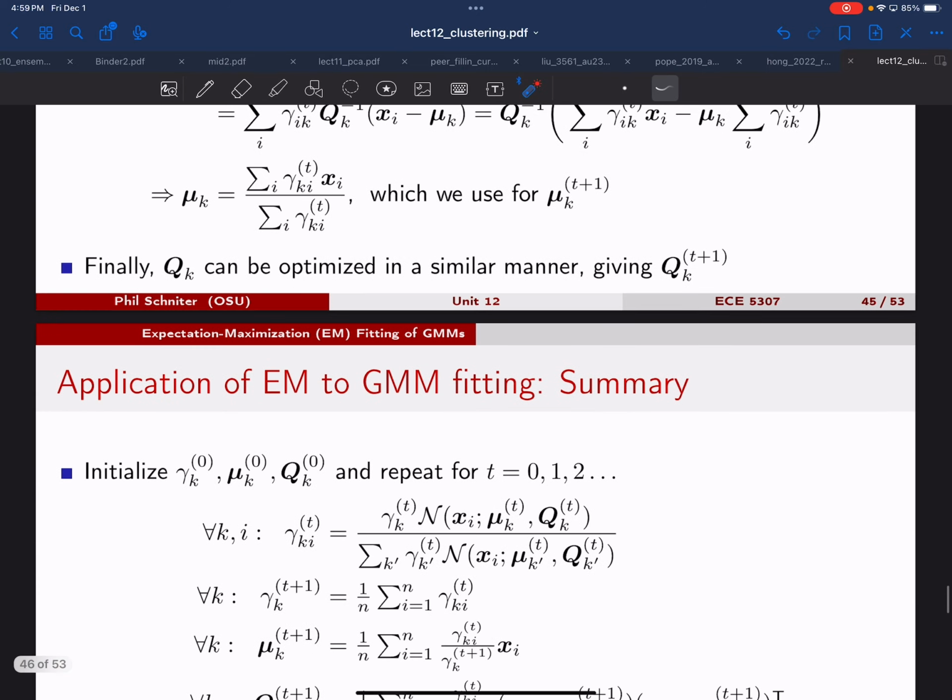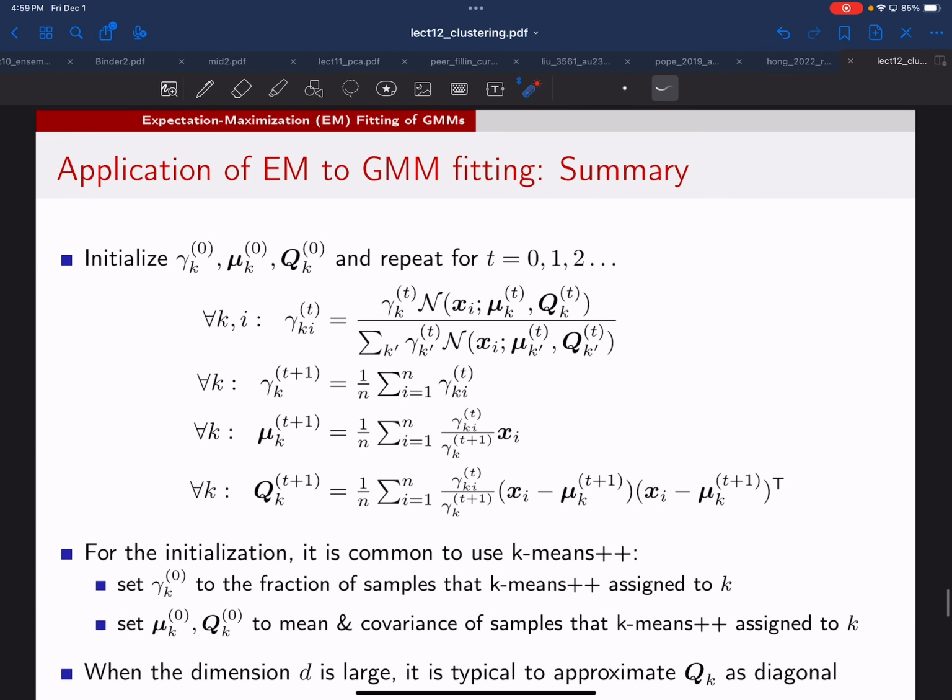But basically, this is the summary of the algorithm. We repeat this at each iteration. So using the previous iteration guesses, we first compute our gammas for all k and i at that iteration. Then using those gammas, we can find these guys, mu's and q's, and we repeat. We just iterate this over and over again. Right, so that's essentially how we use EM for GMM.